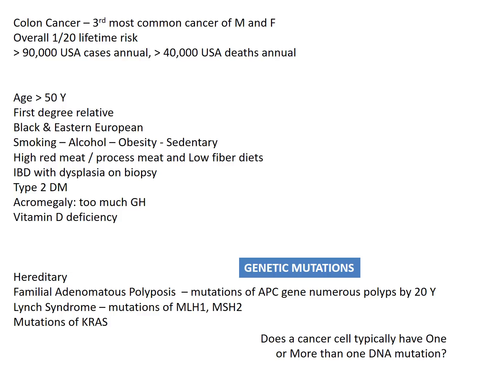Question at the bottom there: does a cancer cell typically have one or more DNA mutations? Typically it starts with one mutation, one oncogene, but as that cell divides and multiple cells now arise from that cell into a large tumor, usually within the tumor there are multiple types of DNA mutations.